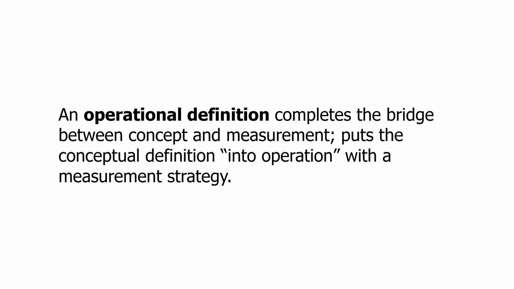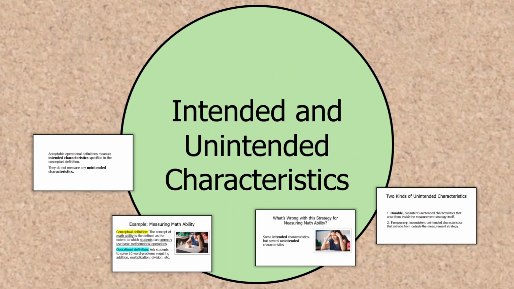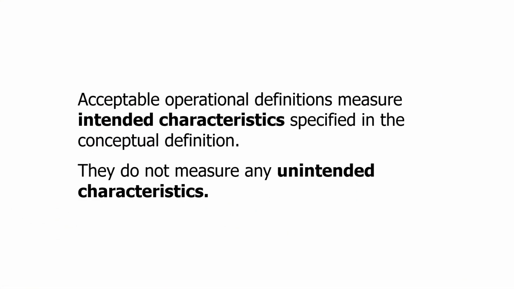Let's talk about this. Here's a very important distinction to think about when you're measuring something. You want to measure an intended characteristic. So if you've got to use a simple illustration, a test of math ability, you only want to test math ability. You don't want to test any other unintended characteristics with the measure that you're using, the operational definition that you're using. Acceptable operational definitions or measurement strategies measure the intended characteristic, and I should say, and only the intended characteristic, the characteristic specified in the conceptual definition. Acceptable strategies do not measure any unintended characteristics.